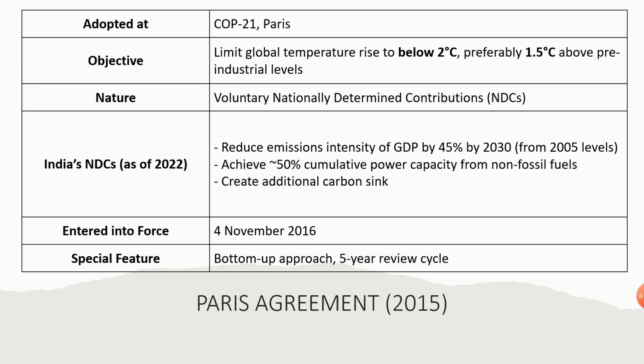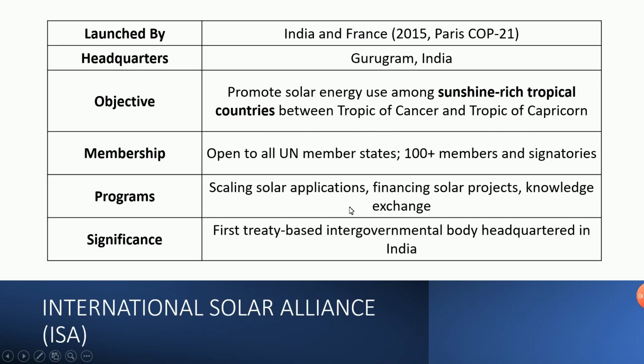Next is the Paris Agreement. Here also, the main objective is to limit the global temperature rise to below 2 degrees Celsius, preferably 1.5 degrees Celsius above pre-industrial levels. This is to reduce the emissions intensity of GDP by 2030. It came into force on 4th November 2016. So this is known as the Paris Agreement.